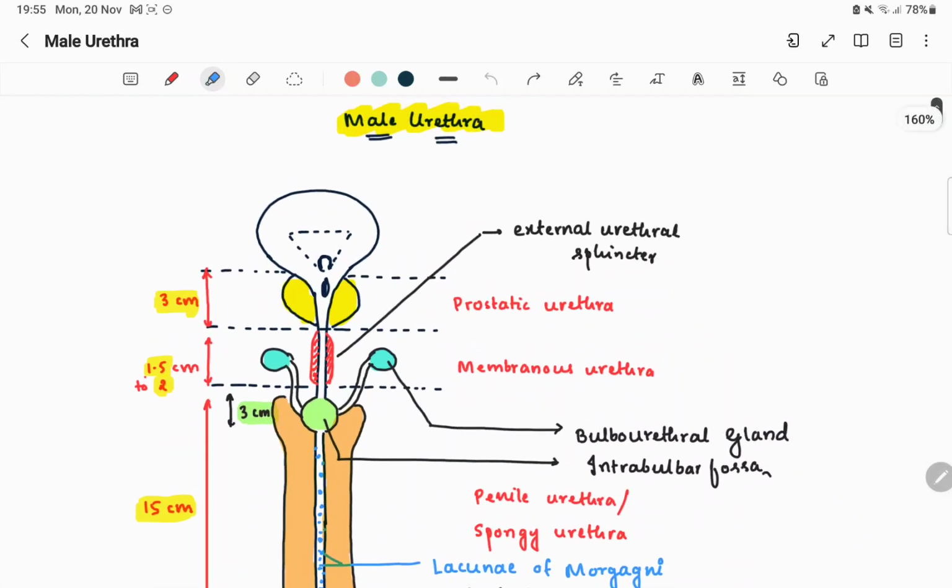Okay, so you can have a urinary bladder here, the trigone of the bladder and all. This comes down, and where the prostate gland is present, it is called the prostatic urethra. So it is about 3 cm. The prostatic urethra is about 3 cm.